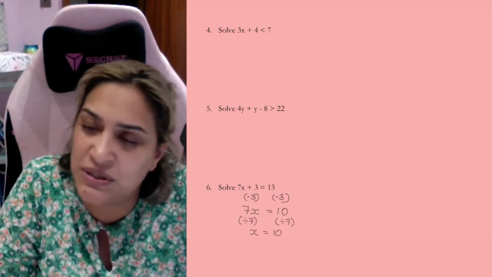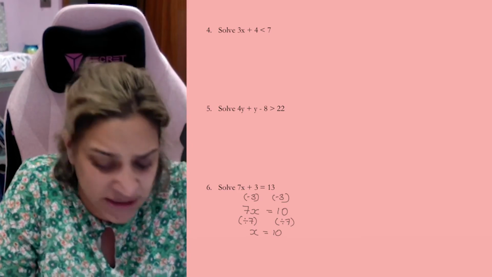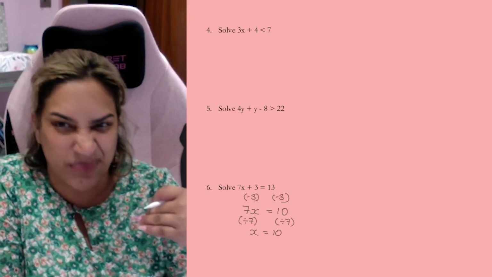There's no rule to say that you have to write it in any different form. Just leave it as the fraction. So 10 over 7. Right, now let's go back to the inequality.